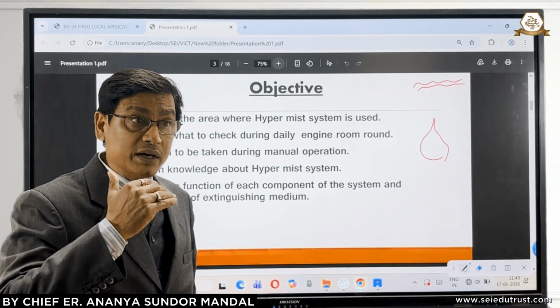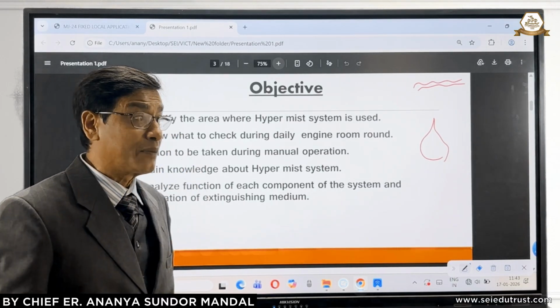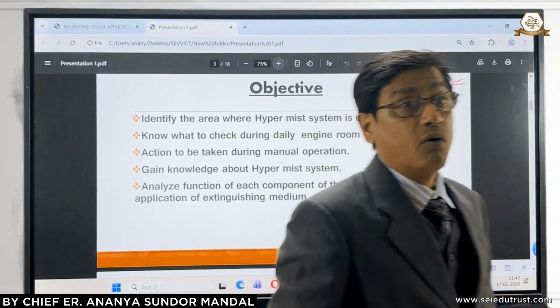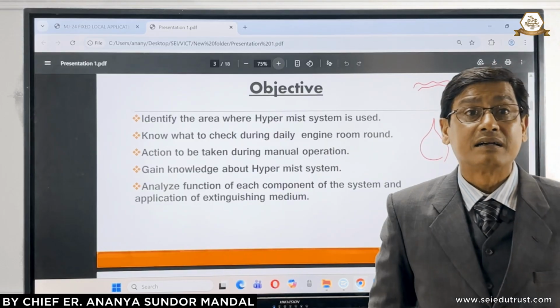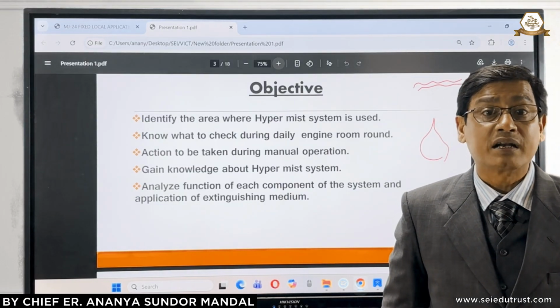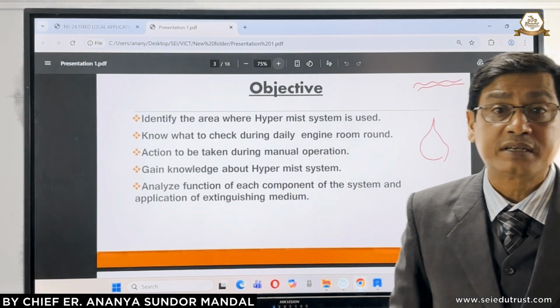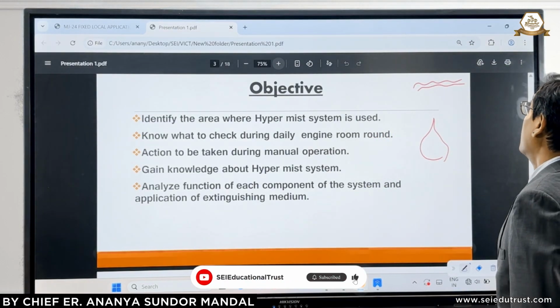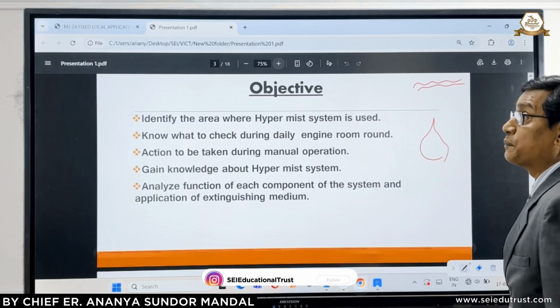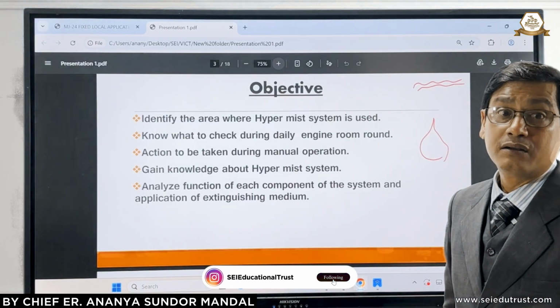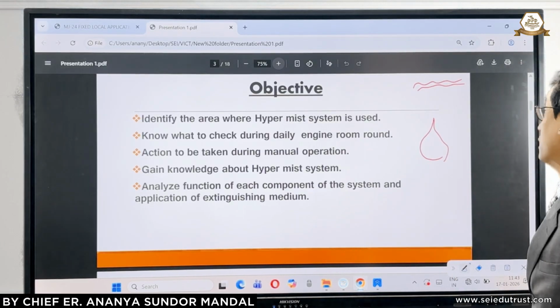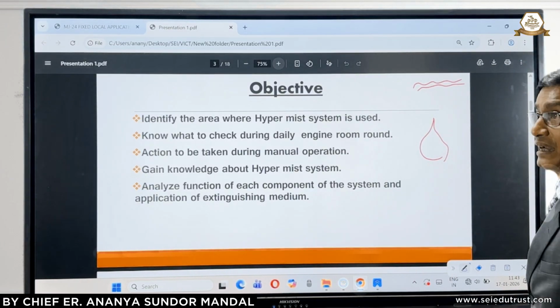Second, when water converts to vapor, the expansion ratio of water to steam is 1 is to 1600, means one volume of water will convert to 1600 volumes of steam, which will displace the air from the surrounding area. So, this will cause a smothering effect.